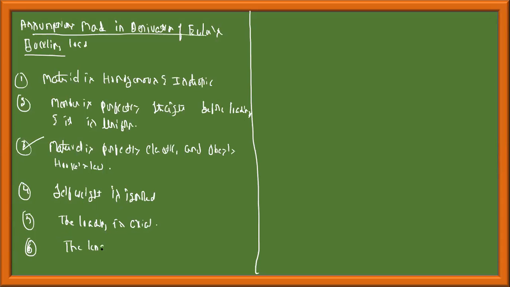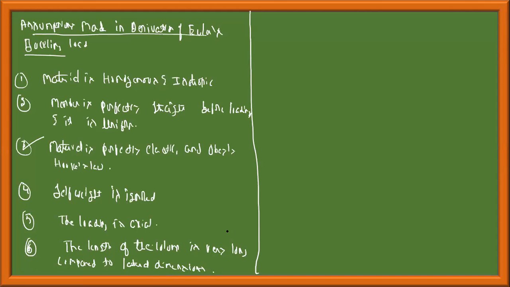The length of the column is very long compared to the other dimensions, or lateral dimensions, that is B and D, the lateral dimensions. These are the assumptions made before deriving the Euler buckling load for different boundary conditions.